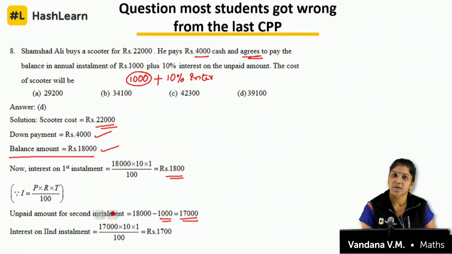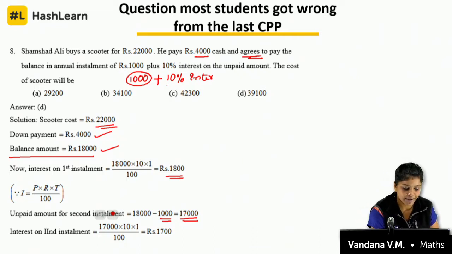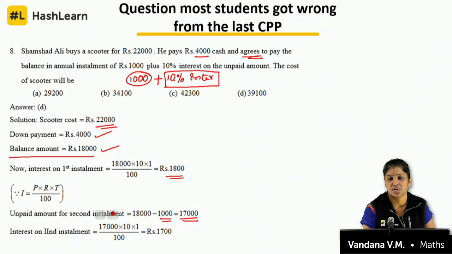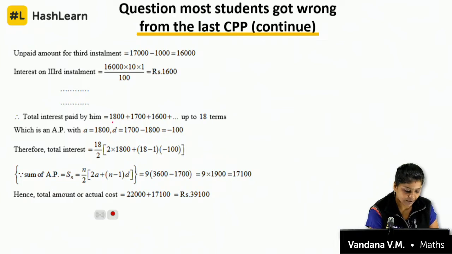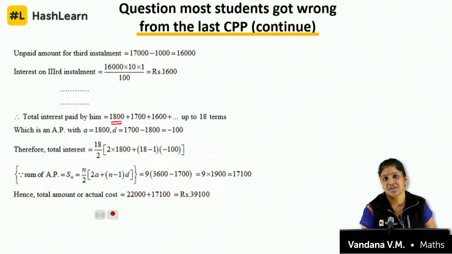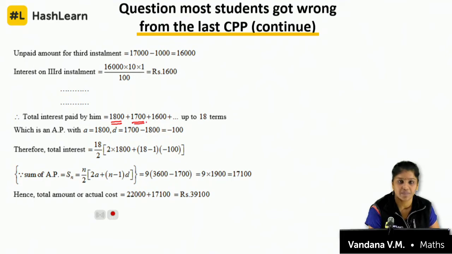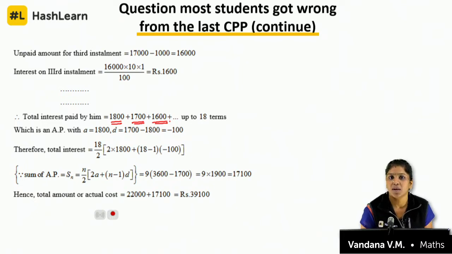Okay. Now, you calculate the interest. Plus, he would like to pay the 10% interest also. On what? On the unpaid amount. So, unpaid amount, PTR by 100. So, you will get 1700 rupees. In the same way, the first time his interest is 1800, in the second month his interest is 1700, third month 1600.